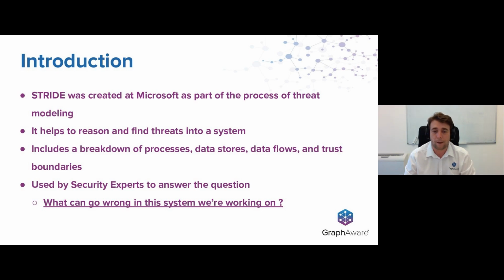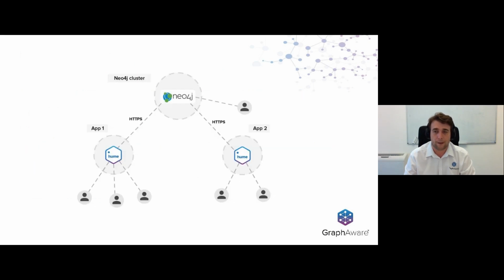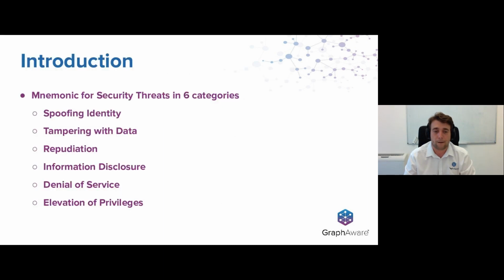So in the secure development lifecycle, when you build a new feature or a new system, you need a threat model to identify what the security requirements of that new feature or new system are. If we take a new system, we can take this one. We have two applications connected to Neo4j and multiple users connecting to those applications and doing graph queries. So let's go with that model and identify the 6 categories of STRIDE.